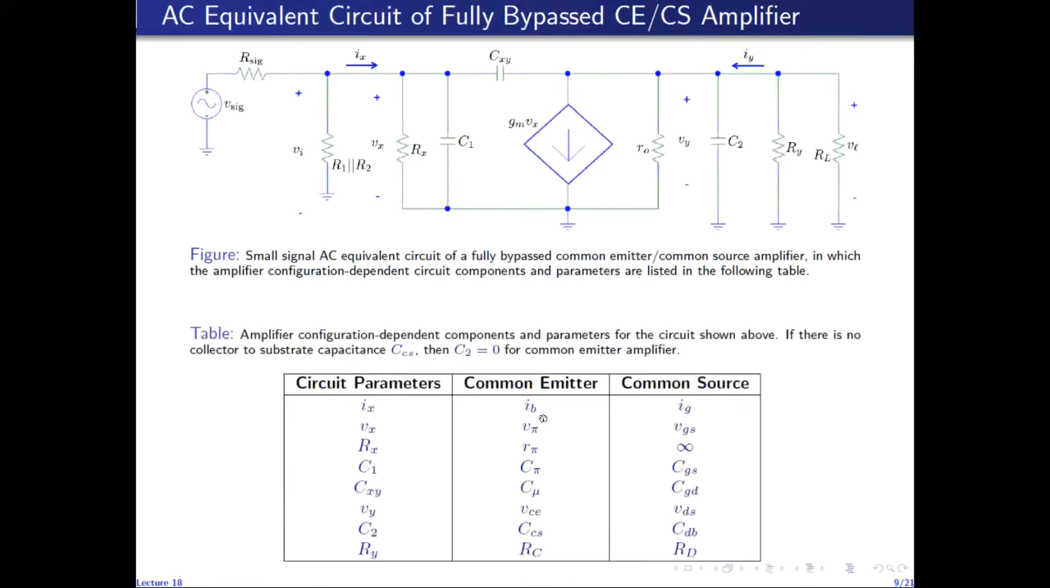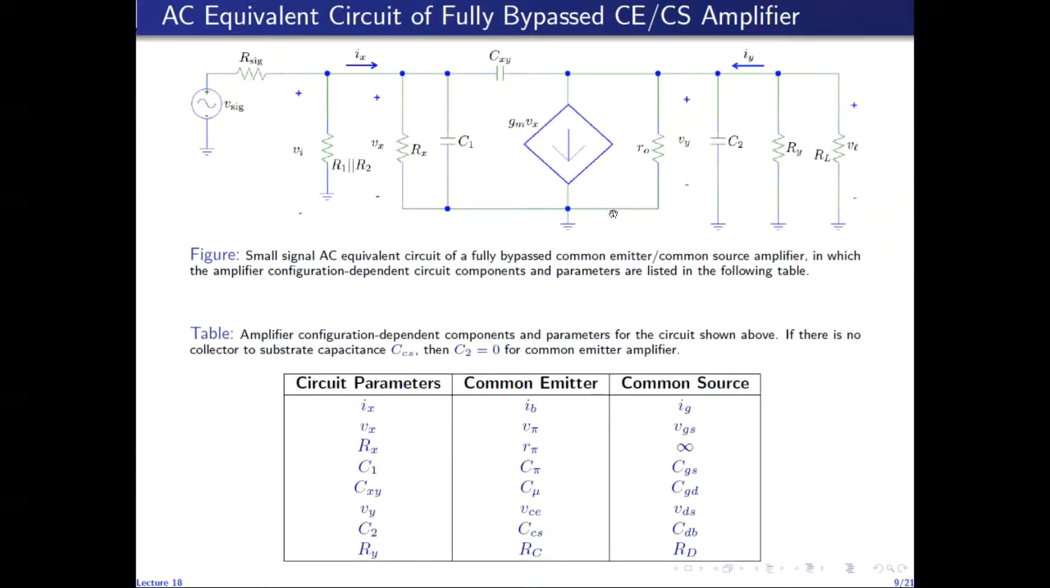So IX is the base current, Vx is the base emitter voltage, which is conventionally represented by V pi. Rx is the resistance R pi. C1 is the capacitance between base and emitter, so it is represented by C pi. Cxy is the capacitance between base and collector, so it is C mu. Vy is the voltage between collector and emitter, so it is VCE. C2 is the capacitance between collector and ground, so it can be the collector to substrate capacitance. If there is no collector to substrate capacitance, then C2 is 0, and there is no capacitor here for common emitter amplifier. And Ry represents the AC collector resistance RC.